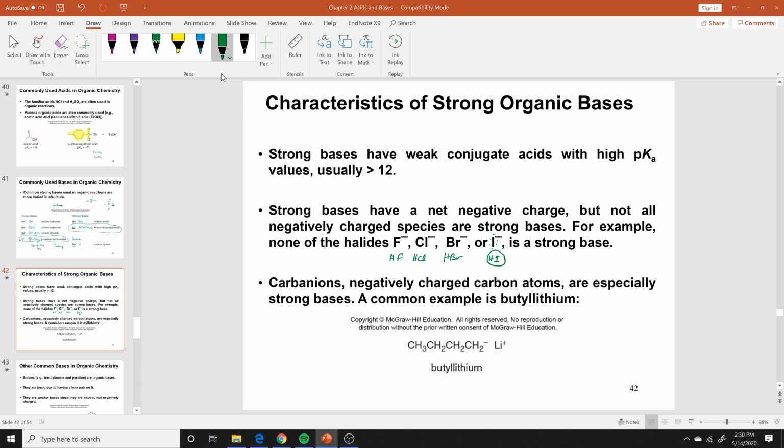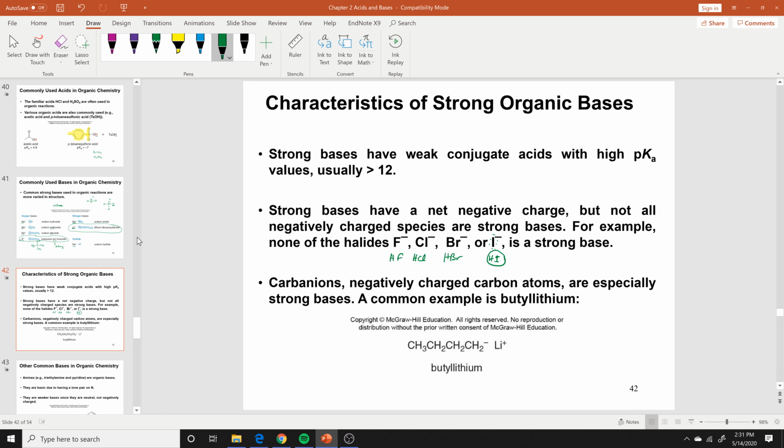So all of these conjugate bases are an exception to our rule, and the rule says that normally bases that have negative charges are strong, with the exception of halogen anions: F minus, Cl minus, Br minus, I minus. These are conjugate bases of really strong acids, so they should be weak bases.